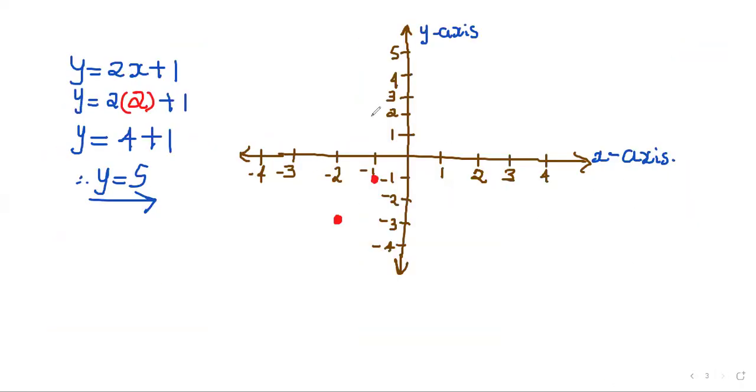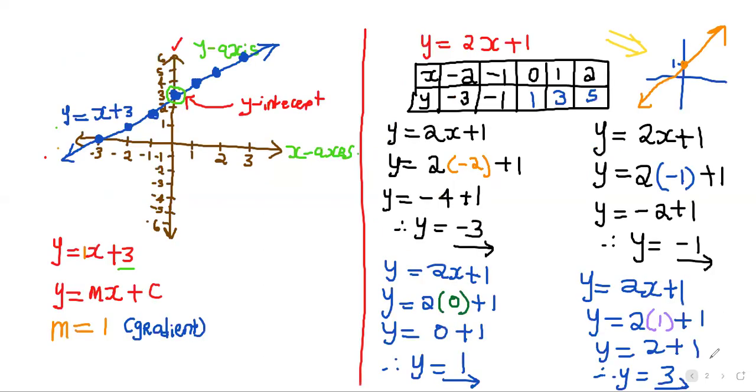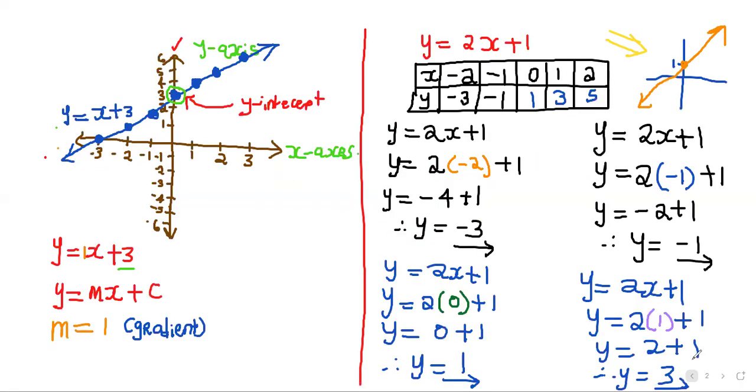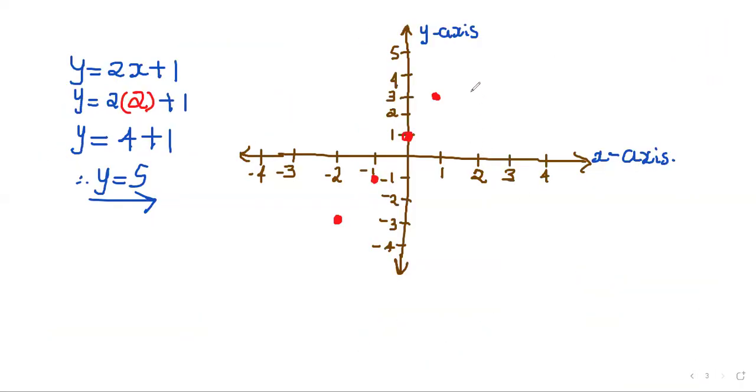And then we're going to have 0 and 1. Where 0 and 1 meet, you make a dot. Then we're going to have 1 and 3. Where 1 and 3 meet, you make a dot or a coordinate. And then lastly, we have 2 and 5. So where 2 and 5 meet, you make another coordinate or another point. So can you see that you have those points? Then after having those points, grade 8, you're going to use a ruler. Make sure that you use your ruler so that your points are on a straight line.